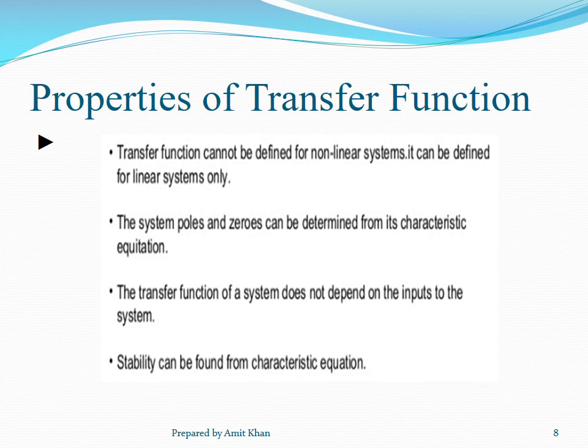Next are the properties of transfer function. As we can see, the transfer function cannot be defined for nonlinear systems. It can only be defined for linear systems. The system poles and zeros can be determined from its characteristics equation. The transfer function of a system does not depend on the inputs to the system. Stability can be found from the characteristics equation, which we get from the transfer function.